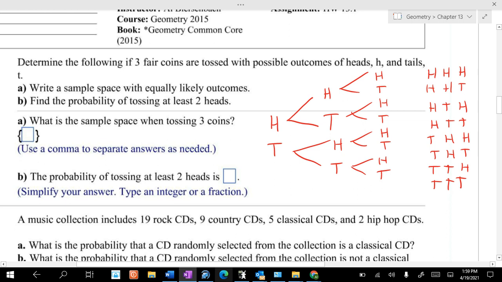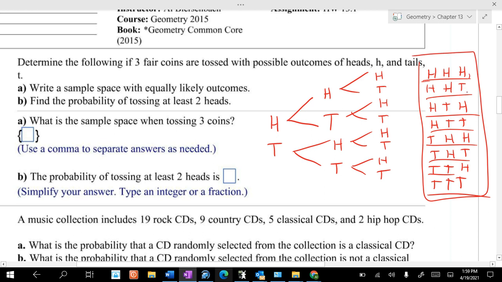So, how many different outcomes are there? 8 different outcomes. 1, 2, 3, 4, 5, 6, 7, 8. 8 different outcomes. Okay, tennis guys, you can go. So that's a sample space. So you just type all these down with a comma in between. So heads, heads, heads, comma, heads, heads, tails, comma, and so on.